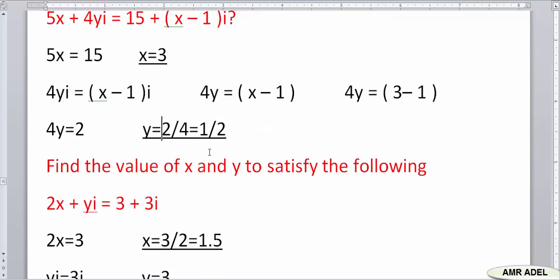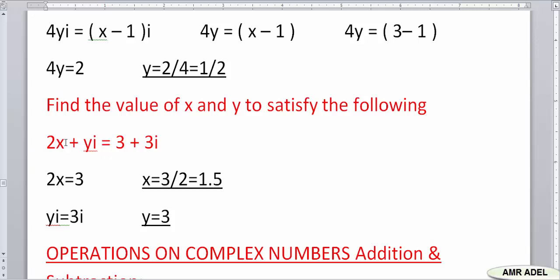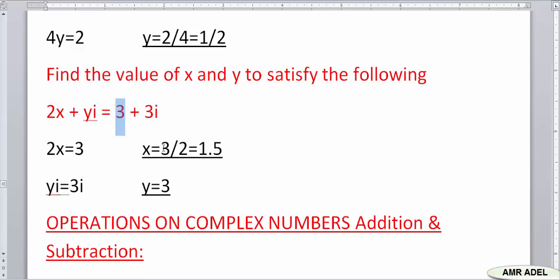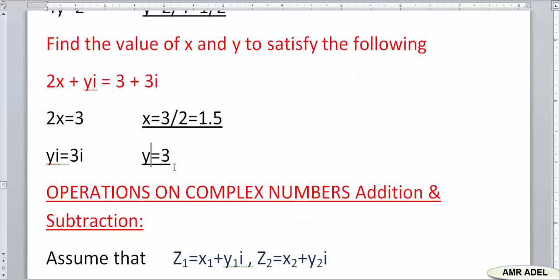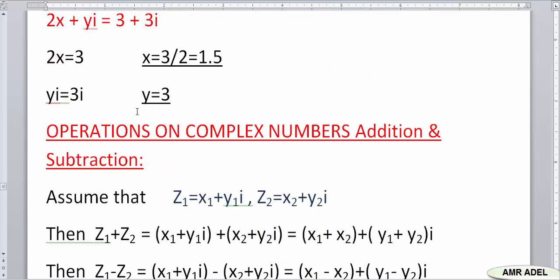Look at this one. Find the values of x and y for this example directly. What is the real part? 2x equals the real part, which is 3. 2x equals 3, it means x equals 1.5. Look here, what is the part which has y? yi, and the part which has i, 3i. Then yi equals 3i. Remove i with i, then y equals 3.